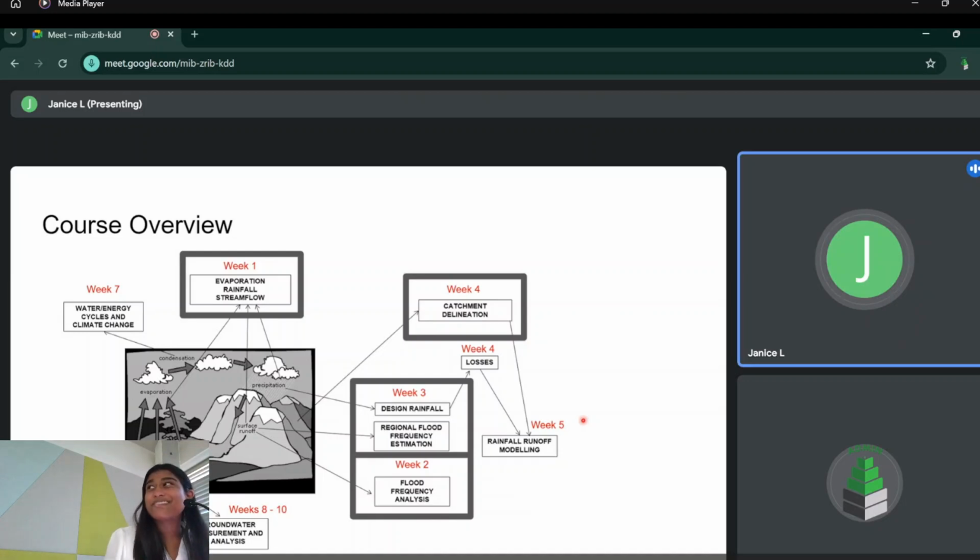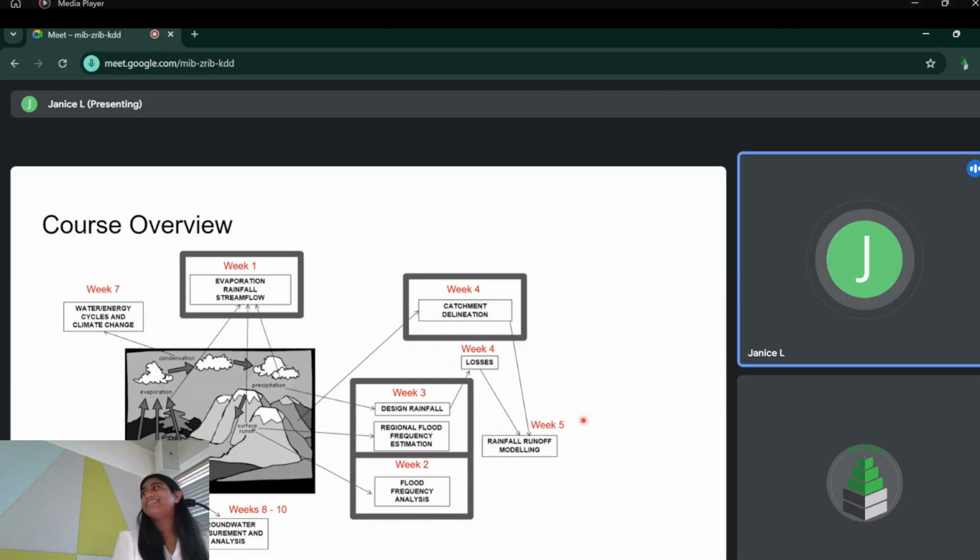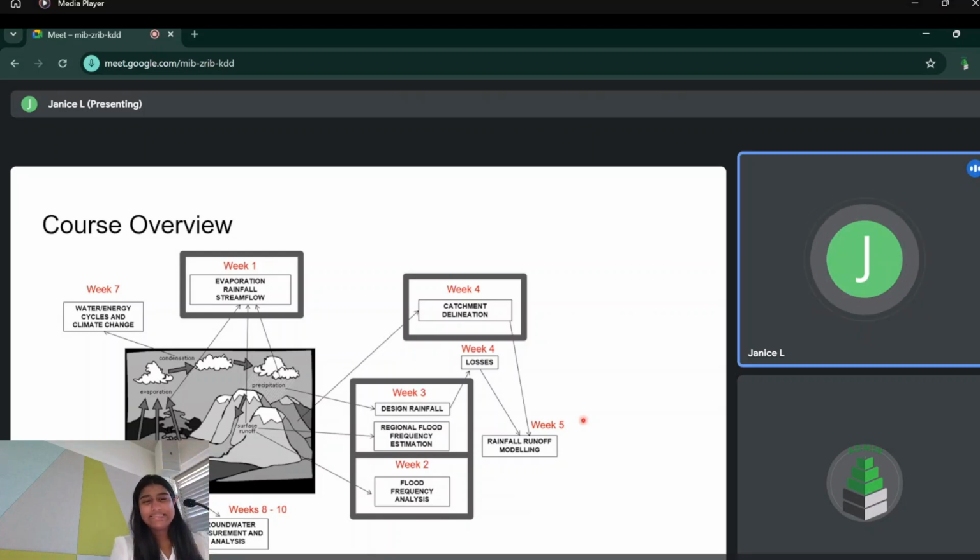Yeah, we're just going to teach you a little bit about water resources and also groundwater resources. Groundwater resources is from weeks 7 to 10 or weeks 8 to 10, and that's the part of the course I will be teaching. And the hydrology part is the section that Janice will be teaching. So I guess without further ado, I'm going to start Janice's section of the course.